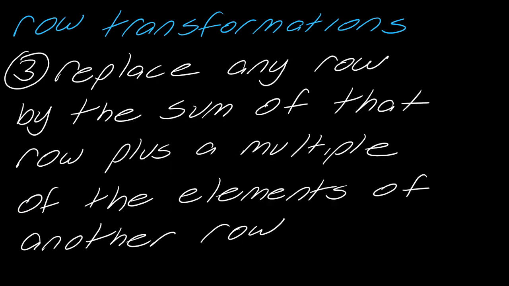And then this last one kind of leans on what we're doing with the elimination method in systems. So in matrices, what you're allowed to do is replace any row by the sum of that row plus a multiple of the elements of another row.